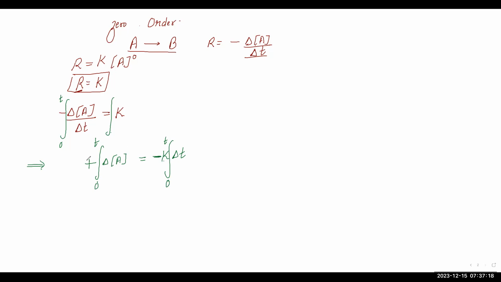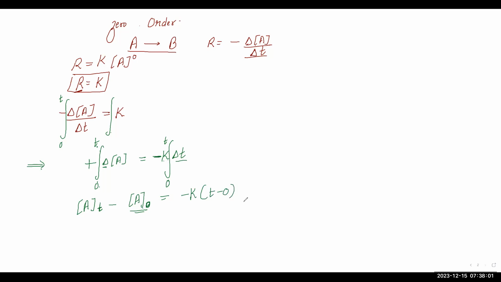You know what this will become? It's delta difference from 0 to T. This will become A at time T minus concentration of A at time 0. See, this is the difference. The concentration of A at time T, where T is any time during the experiment, and this is the concentration of A at time 0, the initial, when you just started. And what will this become? Minus K. This delta T is T minus 0.